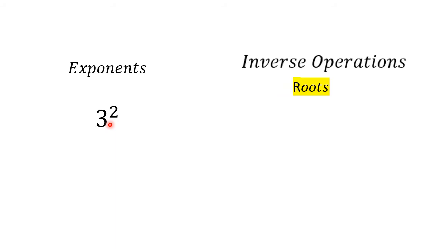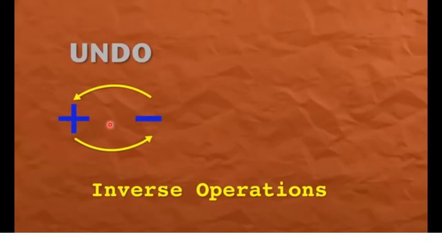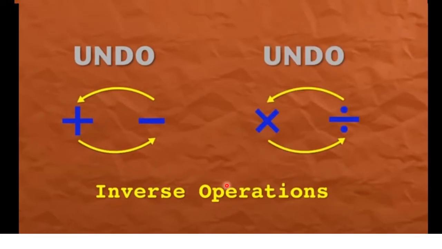But first, what is an inverse operation? The inverse operation of plus is minus. It kind of undoes what the plus does, and the plus also undoes the minus. So if we have plus 2 minus 2, they cancel each other. The inverse operation of multiplication is division. Division undoes what multiplication does. So if we have times 2 and divided by 2, they undo each other, they cancel each other.